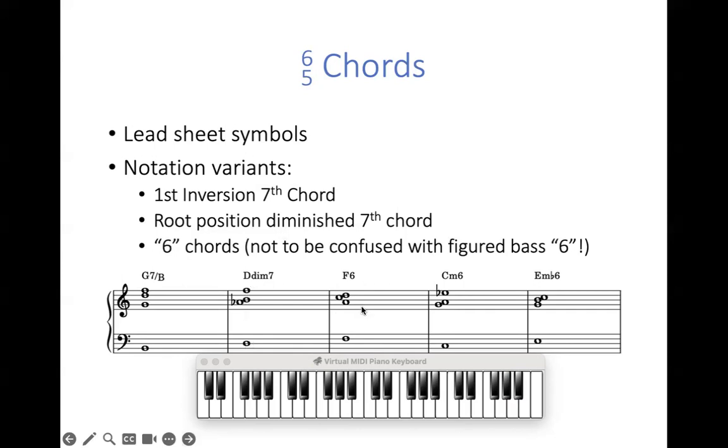The third chord here we could write as D minor 7/F, but again, it's simpler to just write F6. So F major and then add a sixth on top. And likewise with C minor sixth and E minor flat sixth, the flat sixth meaning minor sixth in this case.